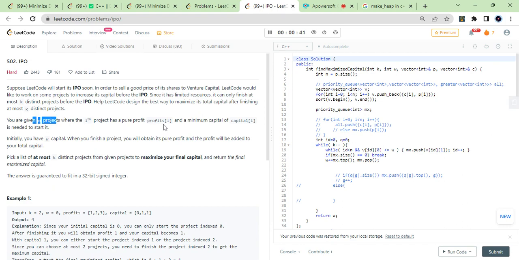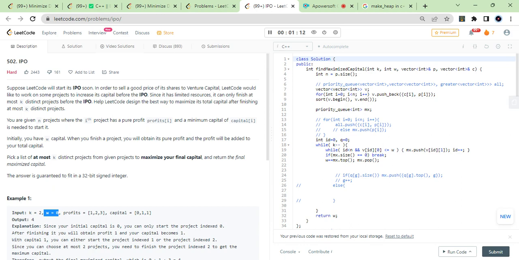You are given n projects. The ith project has this much profit, and this much capital is needed to start it. You initially have W capital, so you can pick up those projects which have capital less than or equal to W. So we will keep them in the first iteration, these are the first options for you. Which one do we pick out of them? We will be greedy and pick the one that gives the maximum profit. Then you will add your profit into your W.